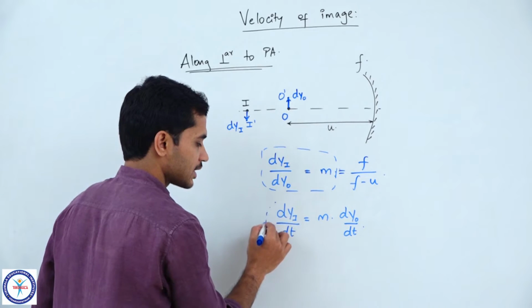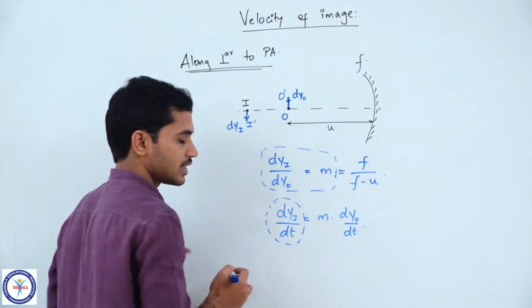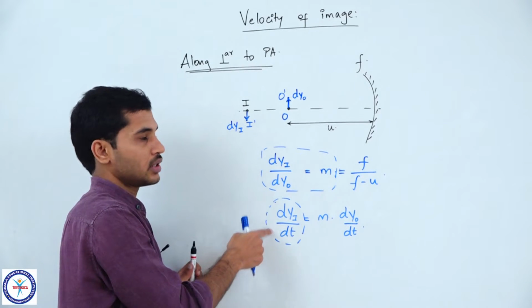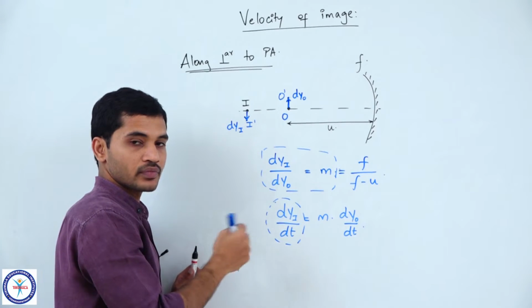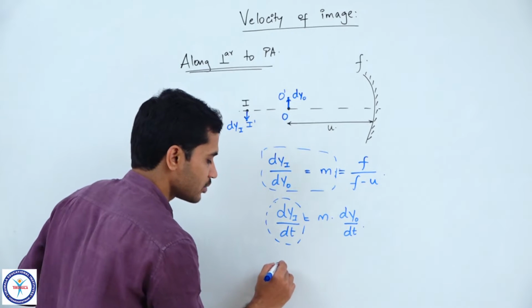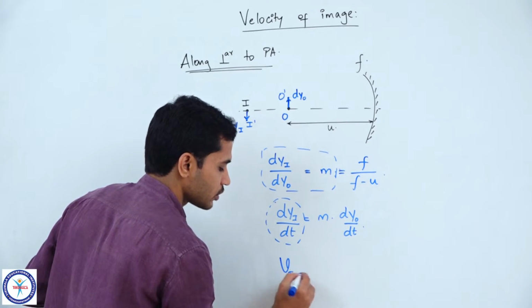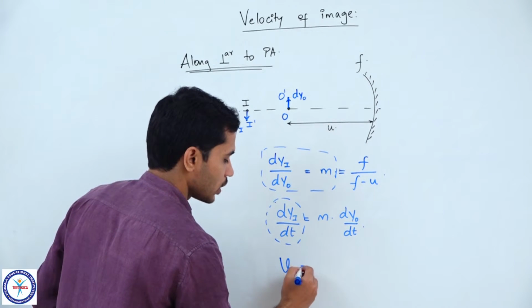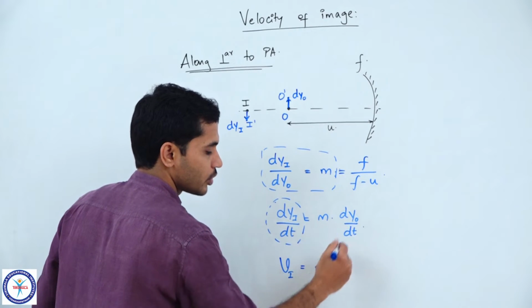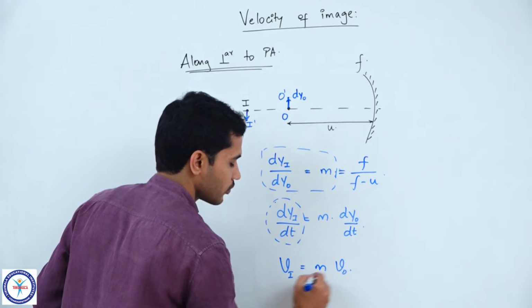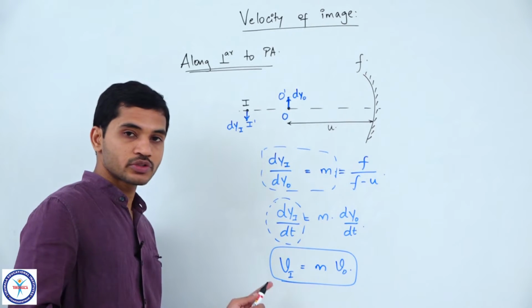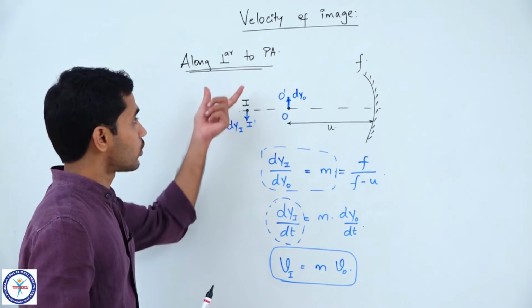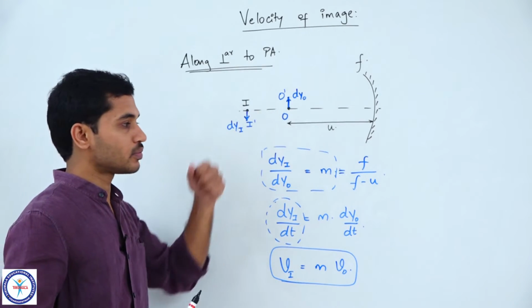So, considering that case, can I say that this dyi by dt is nothing but the distance travelled by the image in dt time? I am taking the ratio. So, it will automatically become: the velocity of the image should be equal to m times, and this term will automatically become the velocity of the object. So, this result which we have derived is only applicable for velocities perpendicular to the principal axis.